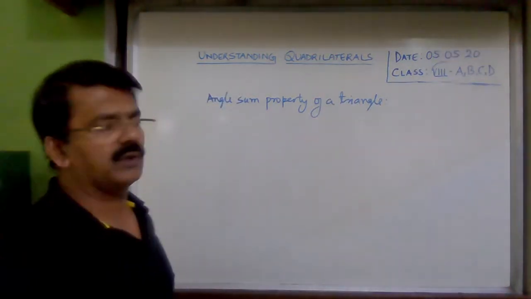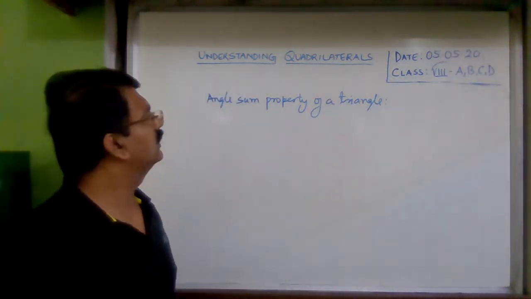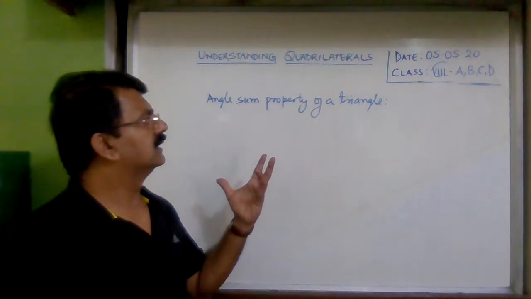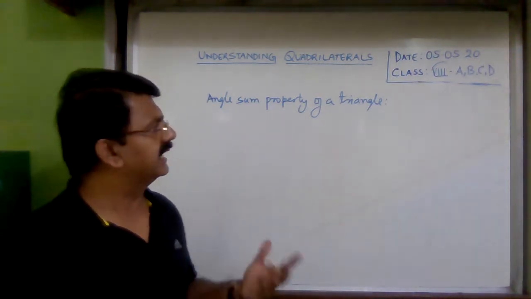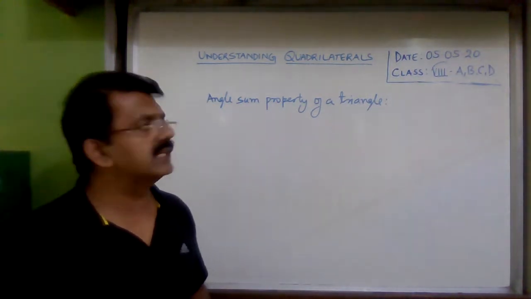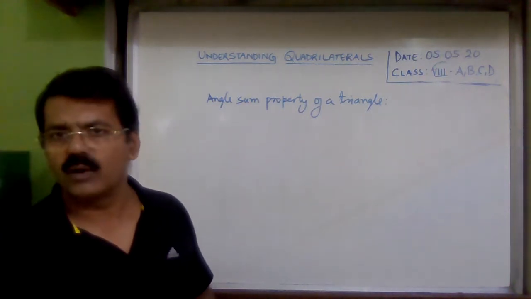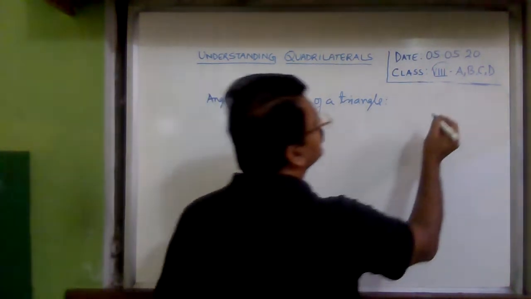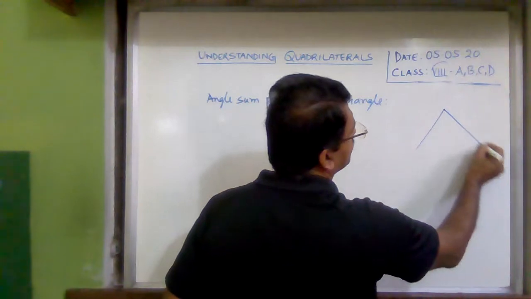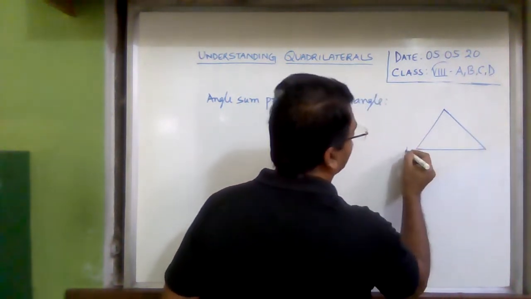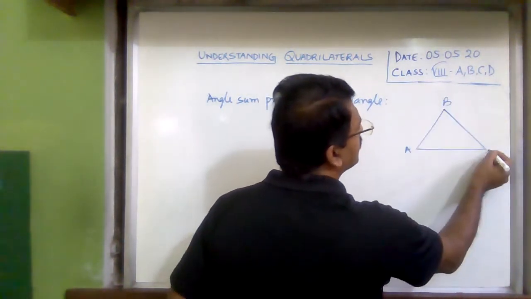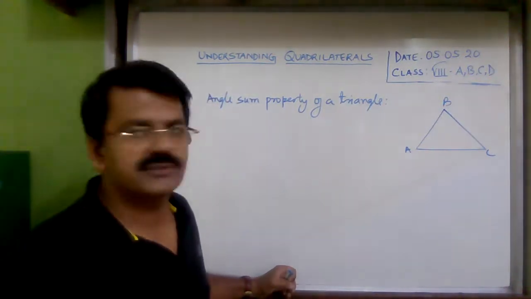Angle sum property of a triangle. All of you know that the angle sum property of a triangle says the sum of all the angles of a triangle is always 180. So it's very easy to prove also. Suppose there is a triangle, say A, B, C. A, B, C is a triangle.